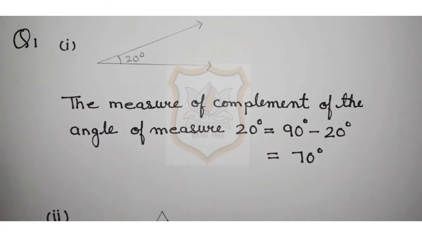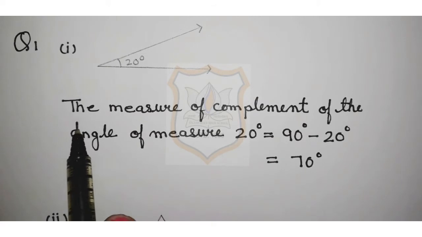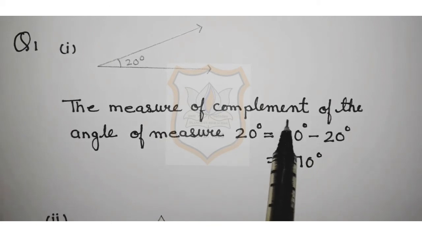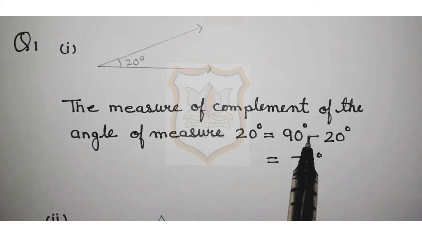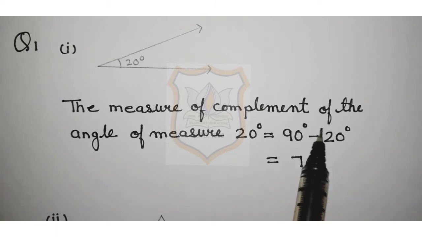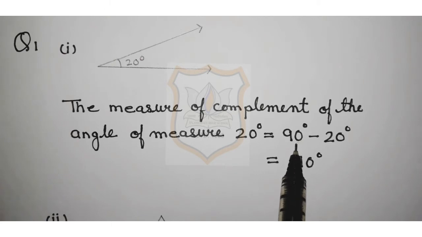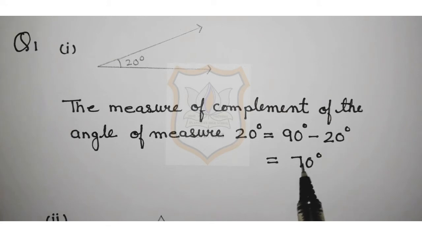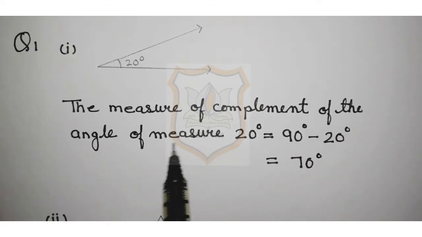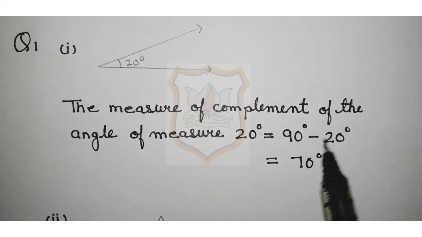To find the complementary angle, the measure of the complement of the angle of measure 20 degrees is equal to 90 minus 20 degrees. Why 90 minus 20 degrees? Because, as you all know, the sum of the measures of complementary angles is equal to 90 degrees. So we will subtract 20 degrees from 90 degrees. So 90 degrees minus 20 degrees is equal to 70 degrees. Therefore, we can say that the measure of the complement of the angle of measure 20 degrees is 70 degrees.